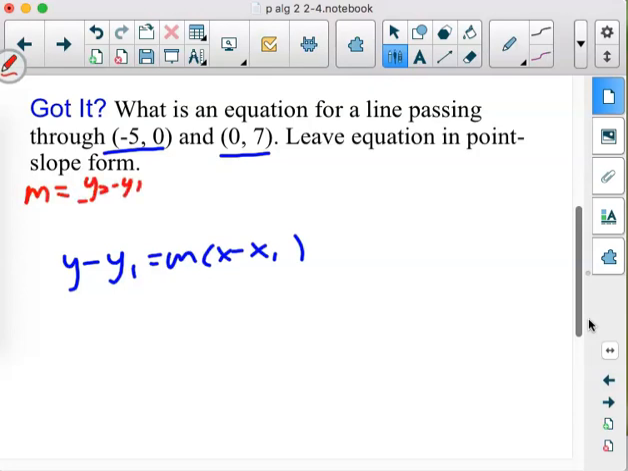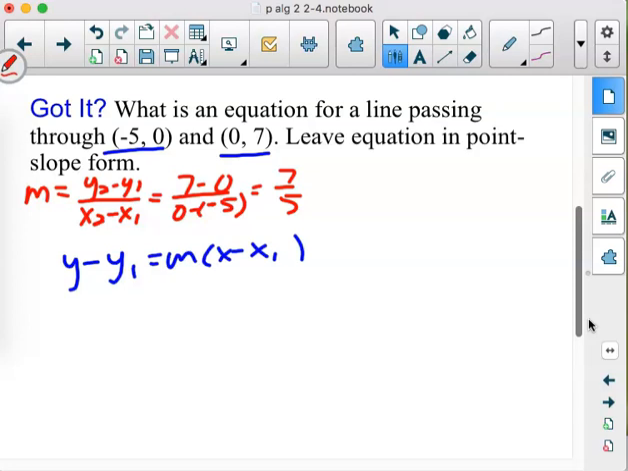Average rate of change. y2 minus y1 over x2 minus x1. 7 minus 0 is 7. 0 minus a negative 5, minus a negative is a plus. Yeah, we got kind of an ugly little fraction there for our slope this time. Are we ready to go to point slope form now?